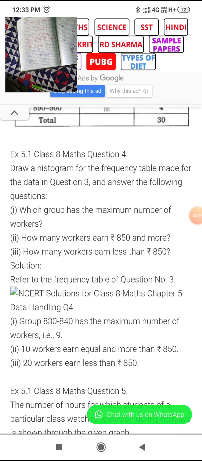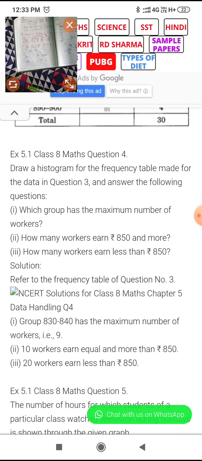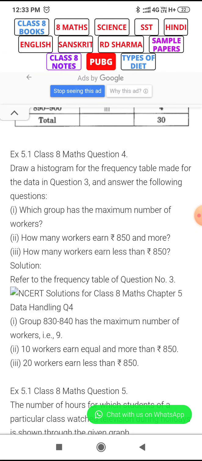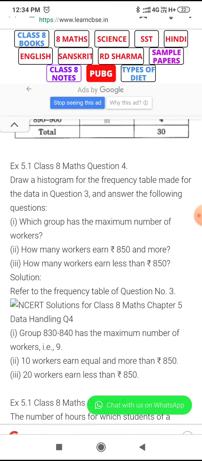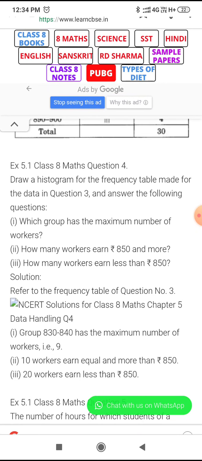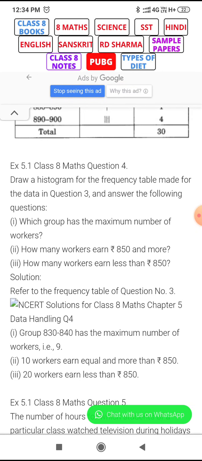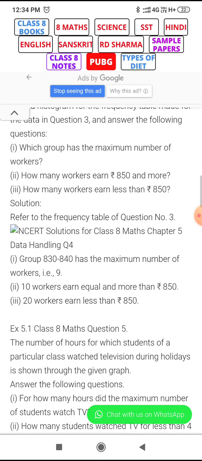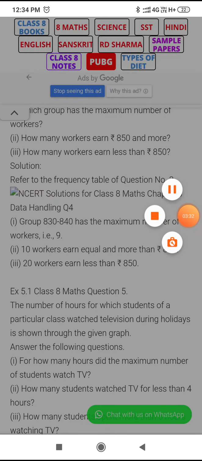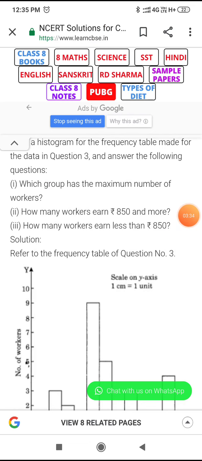Now move to the fourth question of exercise 5.1. In this question it is given: draw a histogram for the frequency table made for the data in question number 3 and answer the following questions. Which group has the maximum number of workers? How many workers earn 850 and more? How many workers earn less than 850? So using the table which we made in our last question, we draw a histogram here.